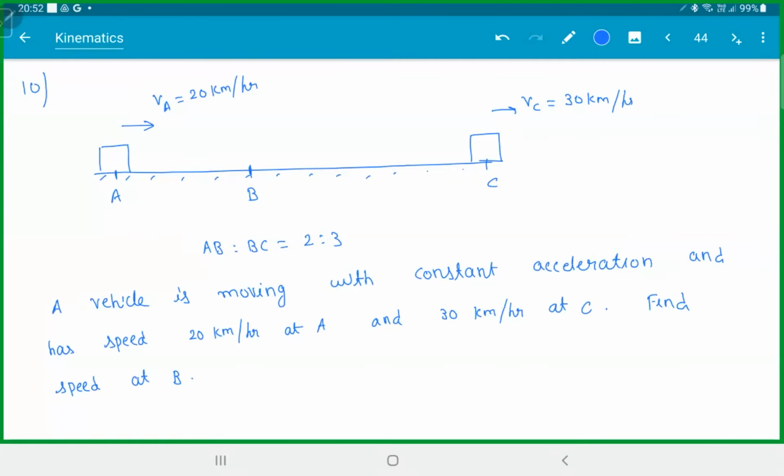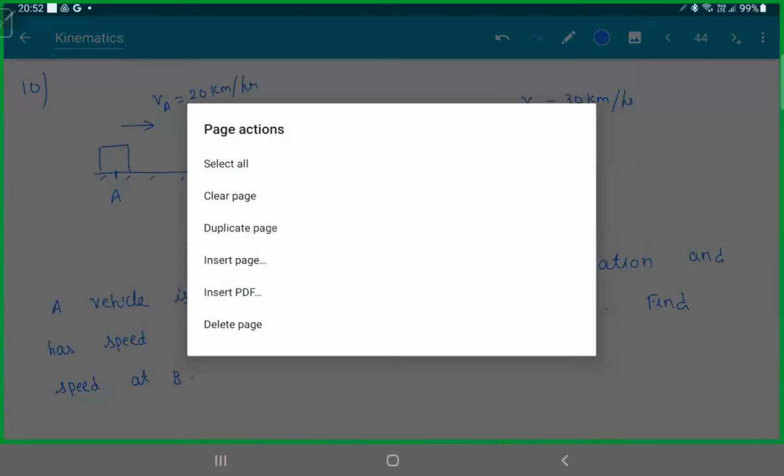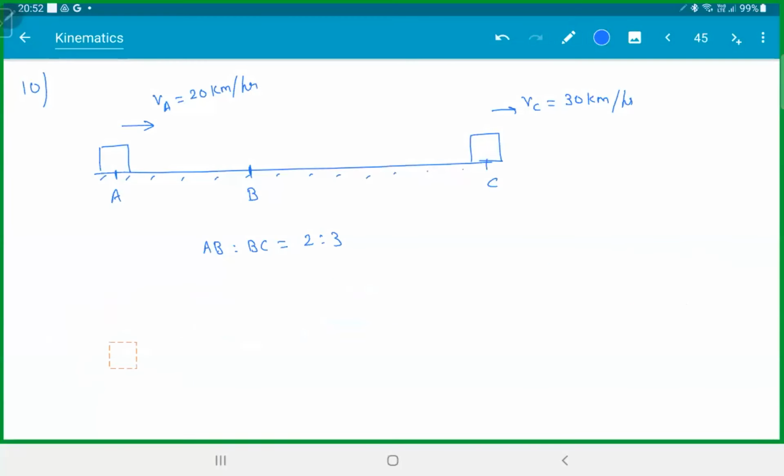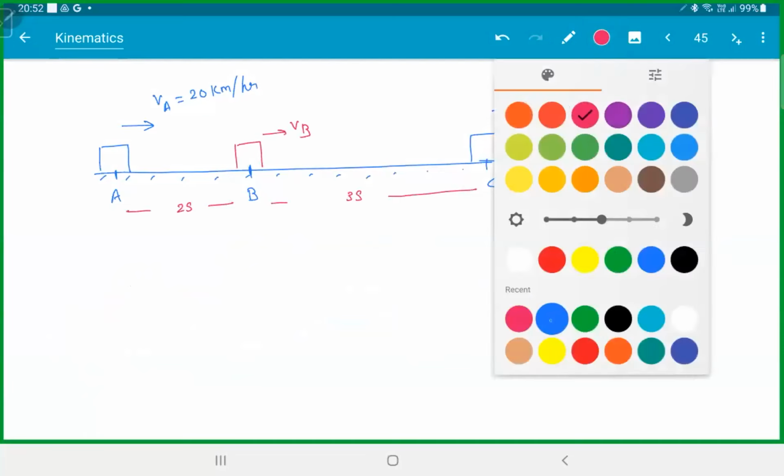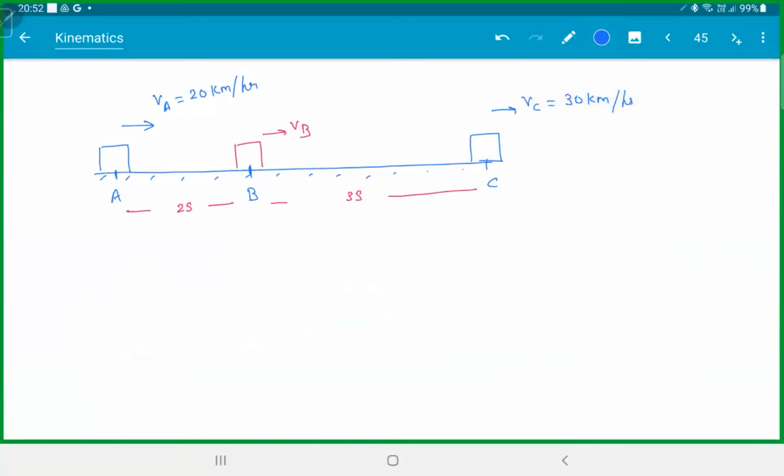How do we do this? So you said this is the ratio of 2:3. So let this be 2s. Let this be 3s. And let the speed here be VB. Now, at the end of the day, we have to use the three equations. The first equation is v = u + at. The second is s = ut + half at square. And the third is v square minus u square is 2as. If you observe one thing in this, there is no mention of time anywhere. So that should give you a hint that you have to use the third equation.